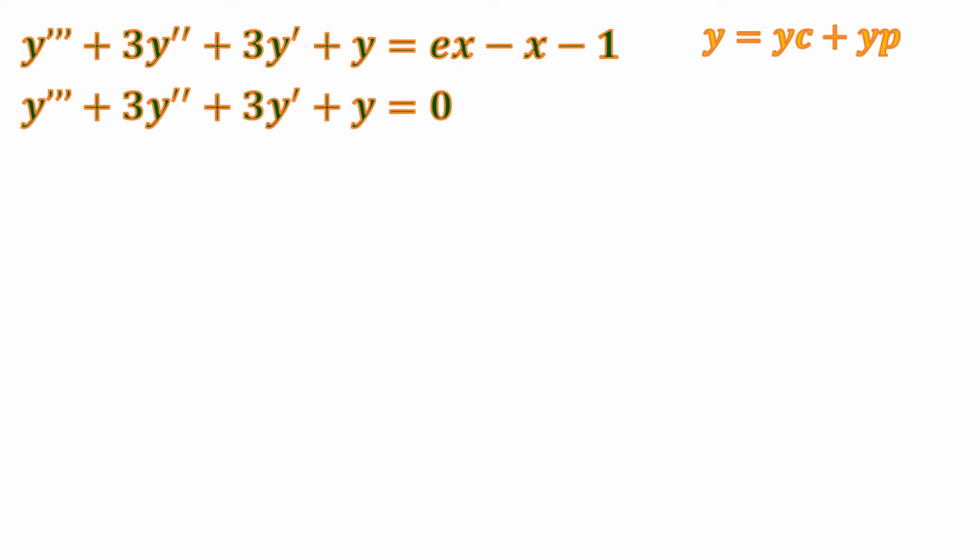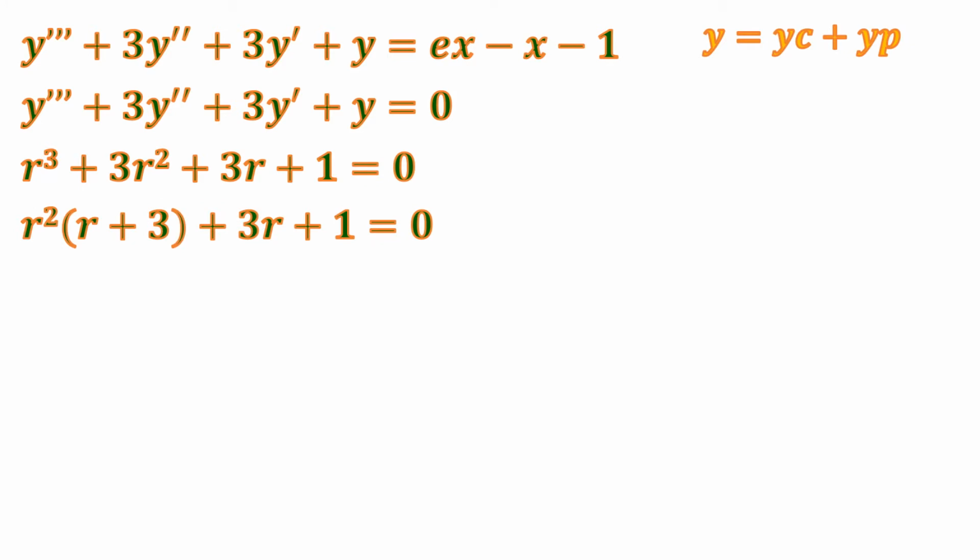And then get the auxiliary equation. We have r cubed plus 3r squared plus 3r plus 1 equals 0. Those exponents represent the order of the derivative of y. Then we'll try to find the roots of r. We can take out the r squared, but even if we do, we cannot do anything else. So factoring by grouping doesn't work in this case, so we're going to find some other way to factor this.